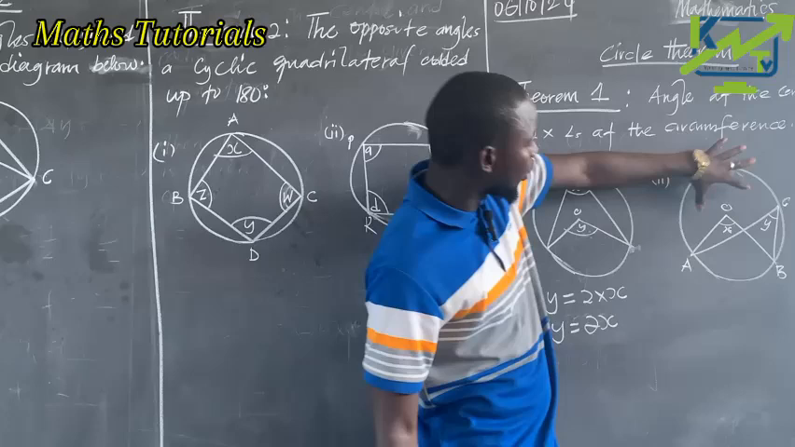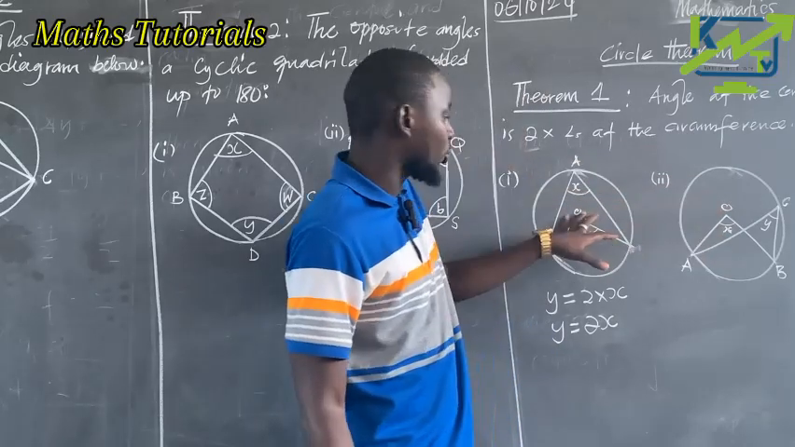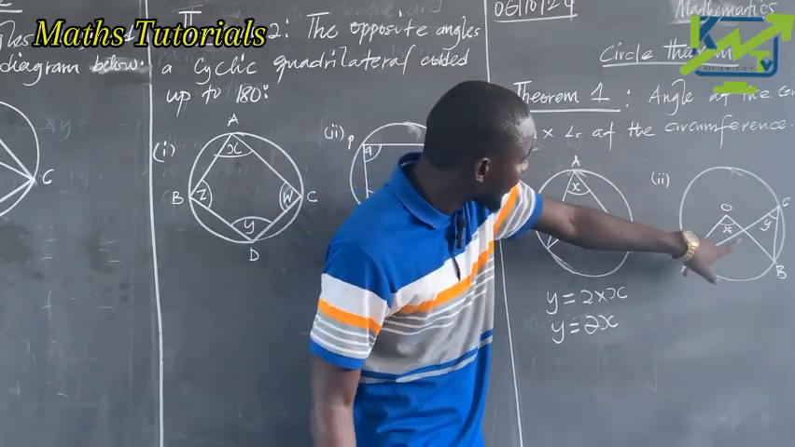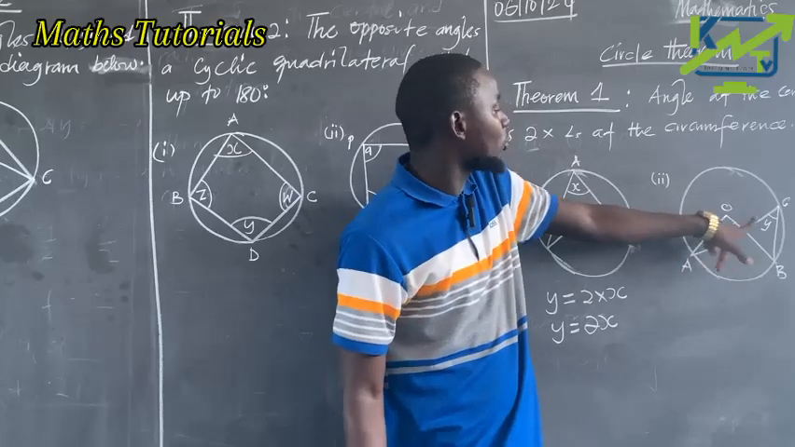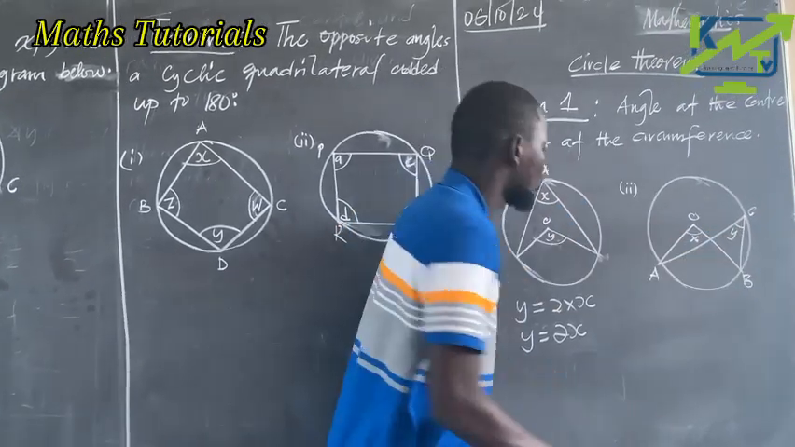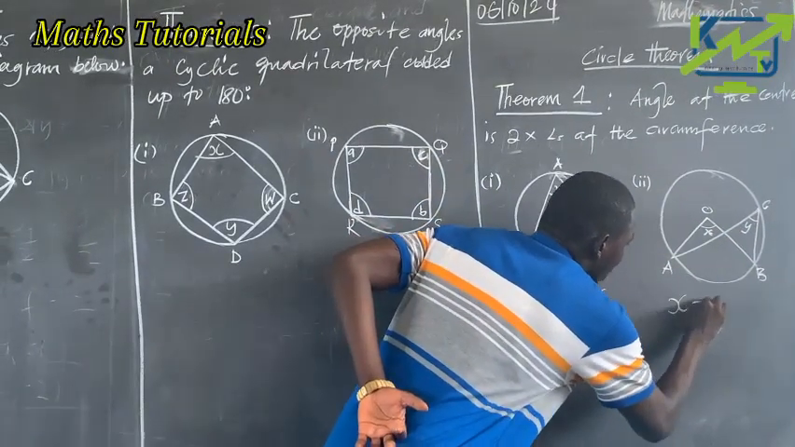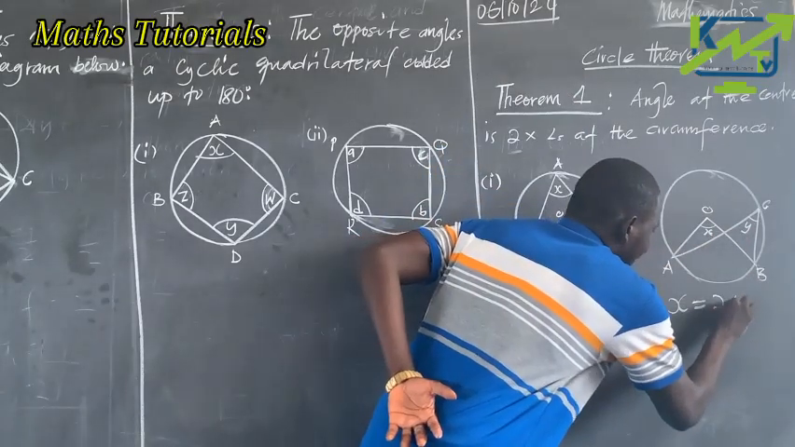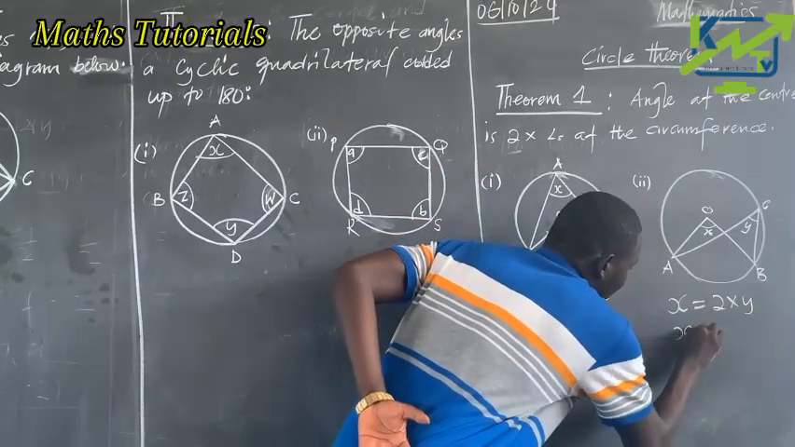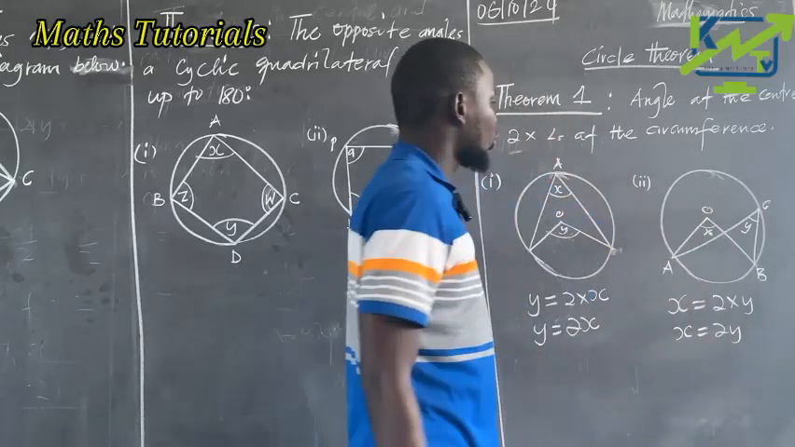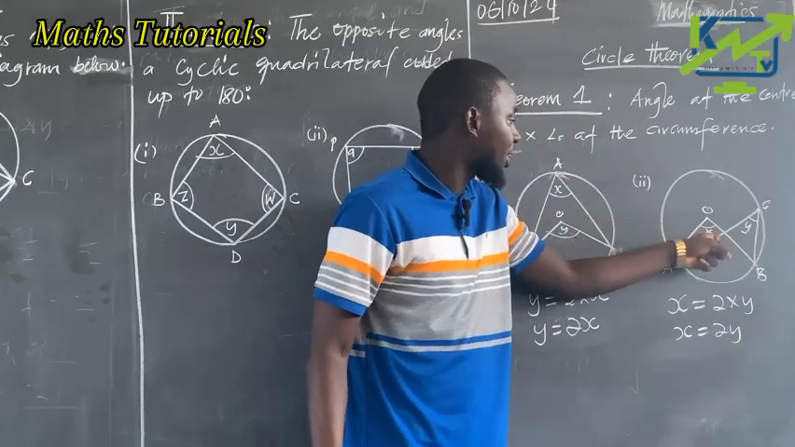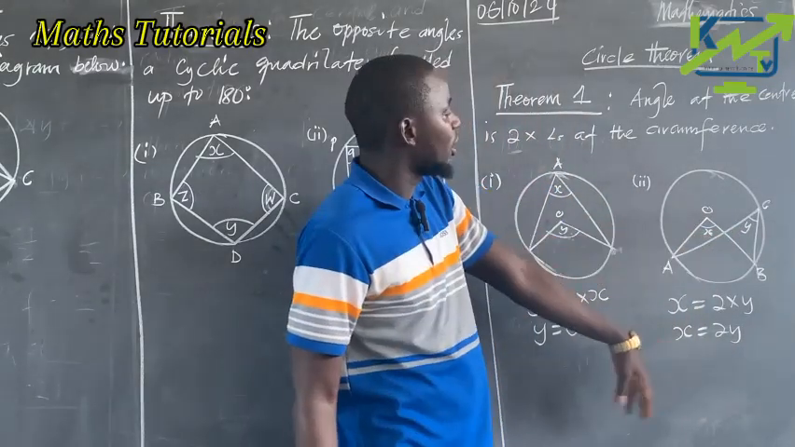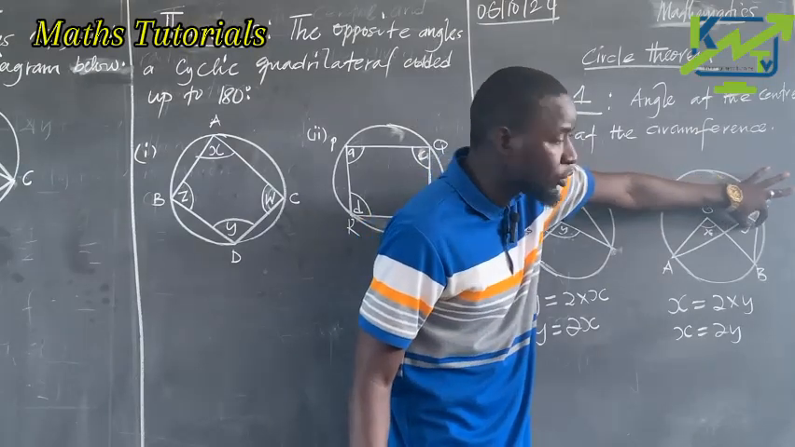Sometimes they normally draw it in this form as well. So this one and this one, they are talking about the same thing. The angle that is at the center here is x, and the angle that is at the circumference is y. So I will say here x equals 2 times y, so y is going to be equal to x over 2. If you know the value of this x here and they ask you to find the value of this y, half of x will give it to you.